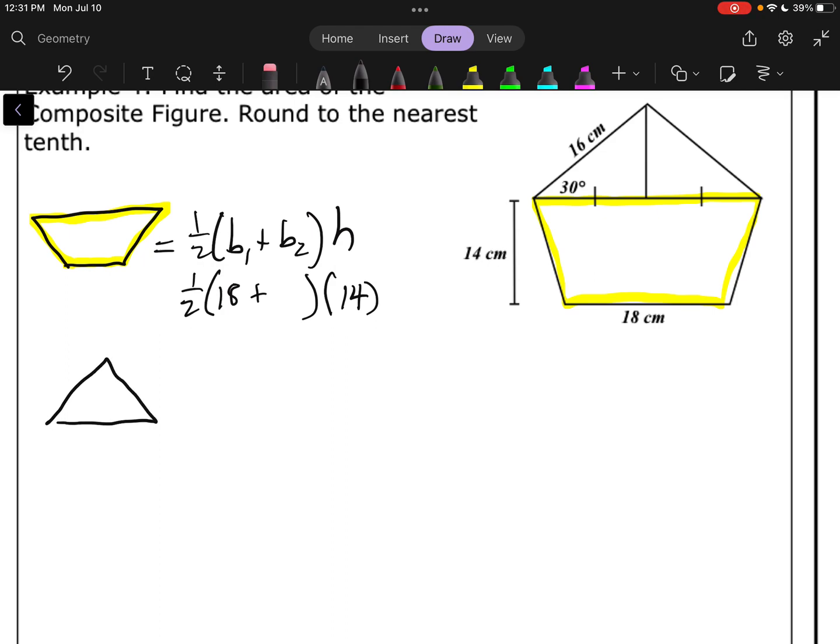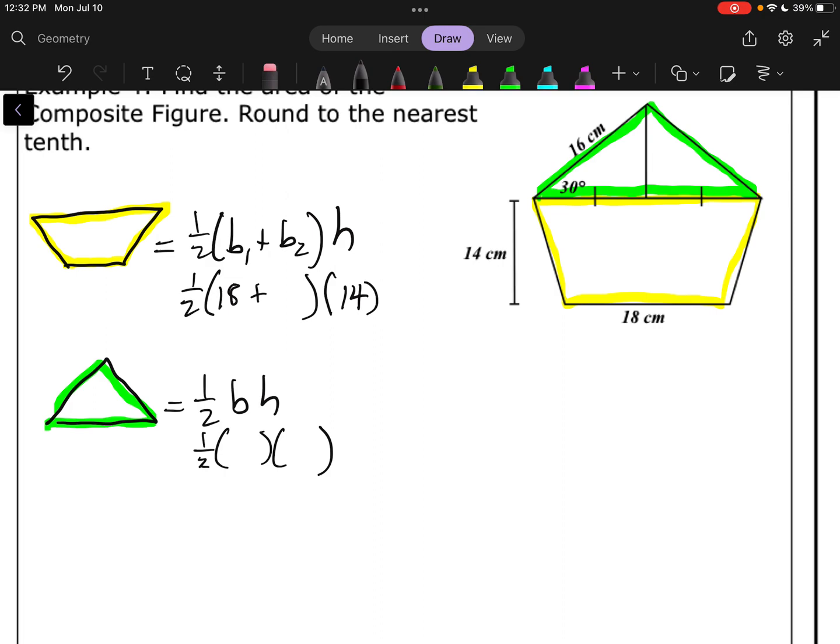Let's see if we can get anywhere in the triangle. Triangle is 1/2 base times height. Looks like we're in a similar situation because we don't know the base of the triangle, because that happens to be the same side as the trapezoid. Do we know what the height of the triangle is either? No, we sure don't, do we? We're really in a pickle here. So what other information do we have that might be beneficial? We do have the 16, which is one of the kind of legs of this triangle. And we do have that 30-degree angle.